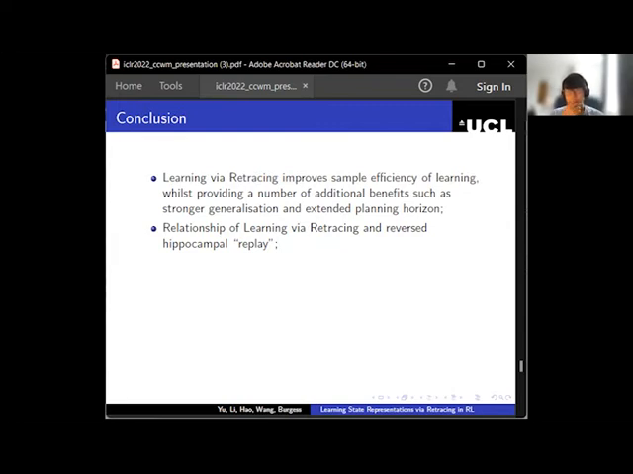So basically, we made some neuroscience experimental predictions.